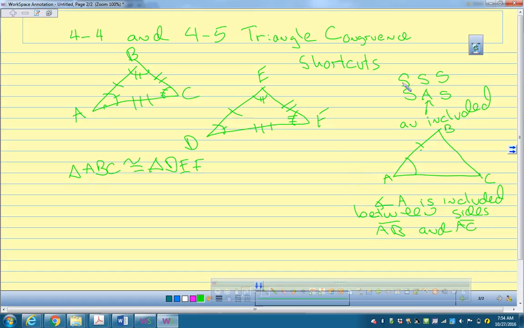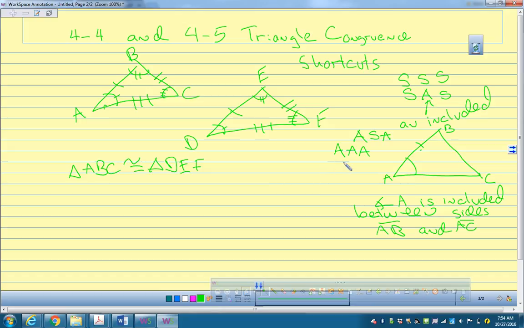So one possibility is side, side, side. One possibility is side, angle, side. Another possibility is, what if I know an angle, a side, and an angle? If I know that this angle is congruent to this angle, this side is congruent to this side, this angle is congruent to this angle, is that enough to show that those triangles are congruent? What do you think? I don't know. We're going to explore that. What about angle, angle, angle? What if these three angles are congruent to those three angles? I don't know. You can play with it. We're going to play with it.